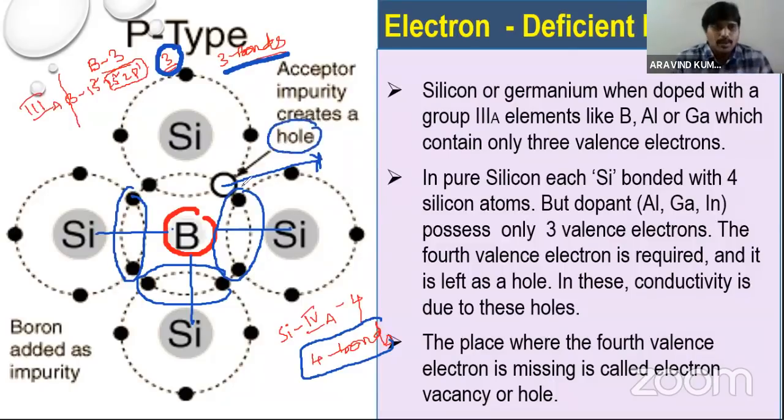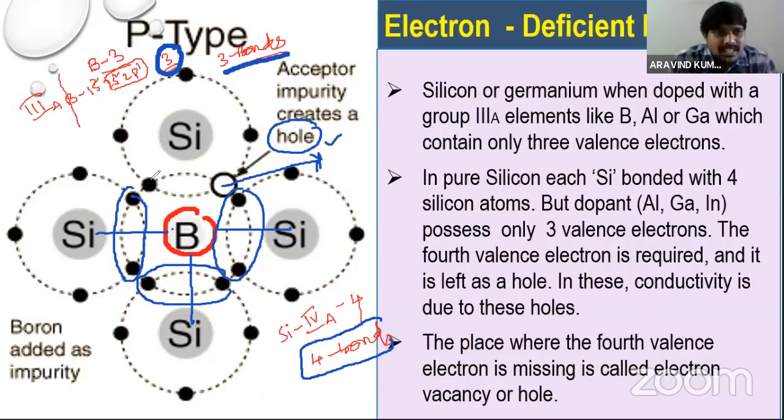Okay, children, because boron has only 3 valence electrons, it is not having one more electron to bond with the silicon. So you will have an empty space there. Absence of electron is called a hole. That's the reason on screen you are able to see that acceptor impurity creates a hole. This is nothing but absence of electron.